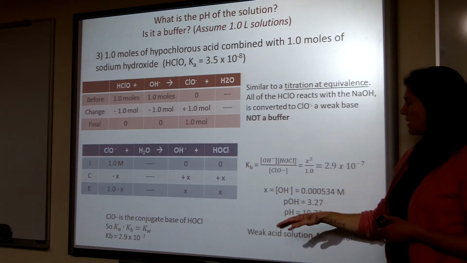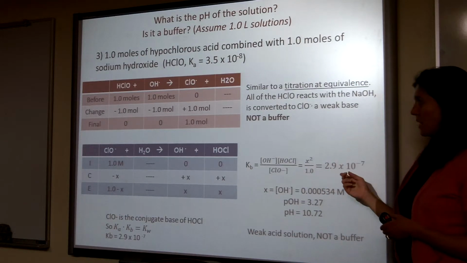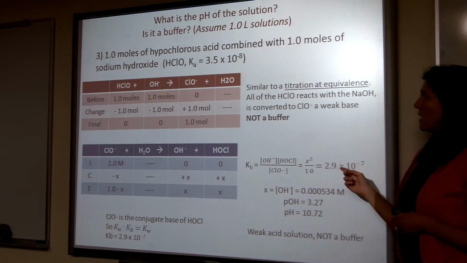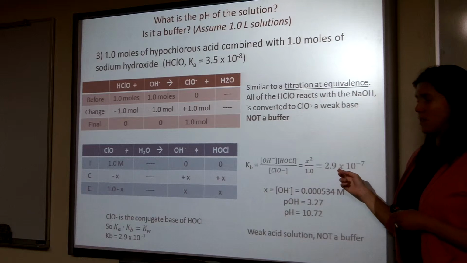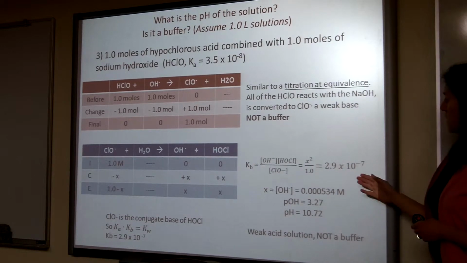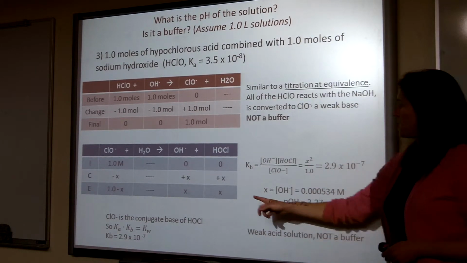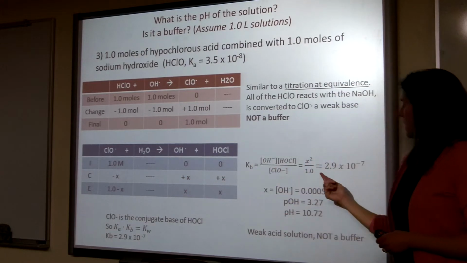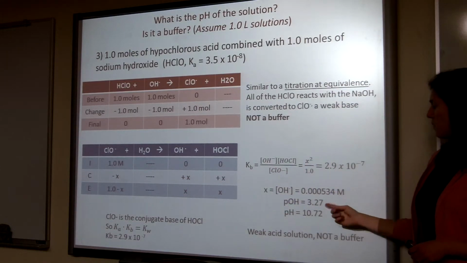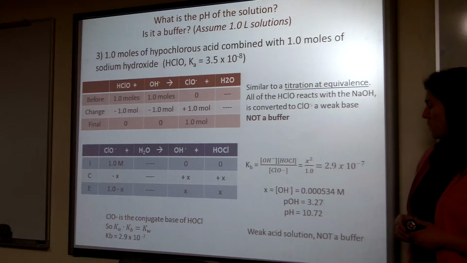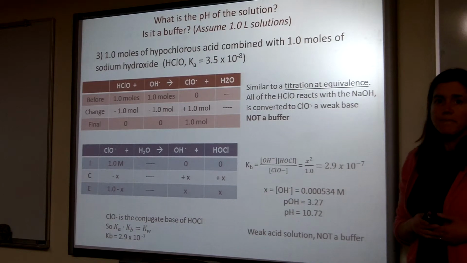So we can use that to figure out what the Kb value is for the hypochlorite ion, that's the ClO minus. And we can plug that into our expression and end up with x squared divided by 1 equals this Kb value, and you will find that your pH equals 10.72. Okay?